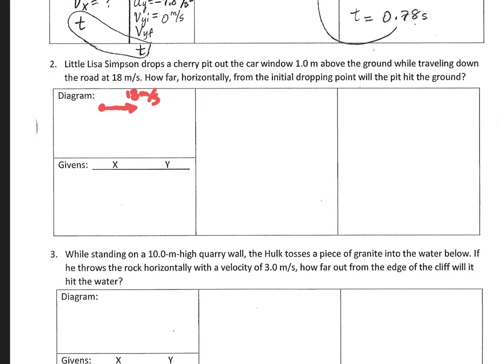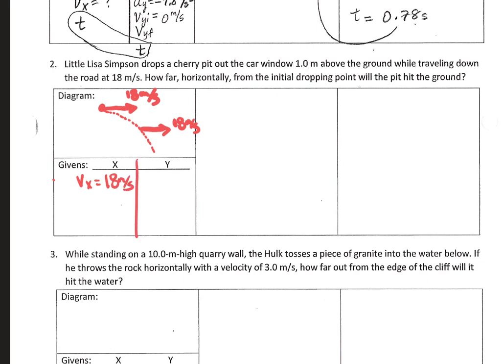And why is that relevant? Well, because if that object is moving along at 18 meters per second in a car and it's dropped, it's going to turn into a projectile that moves forward at 18 meters per second the entire time it's in the air. And that consistent horizontal velocity we call Vx. So the Vx is 18 meters per second.